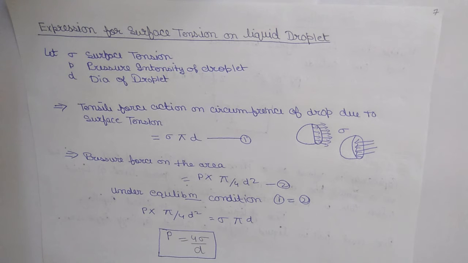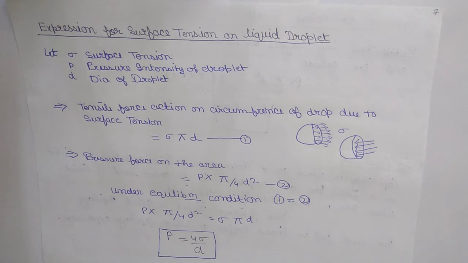Moving on to another topic, that is expression for surface tension on a liquid droplet. Let us suppose sigma is the surface tension. Pressure intensity of the droplet is denoted by P. D is the diameter of the droplet. So the tensile force acting upon the circumference of a drop due to surface tension is given by sigma pi d. We mark it as our first equation.